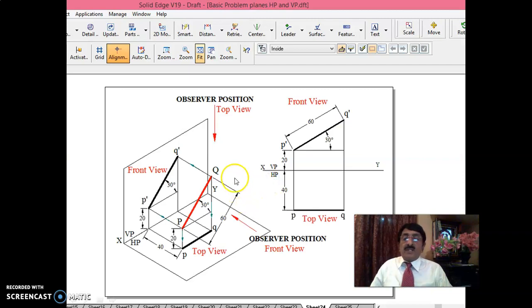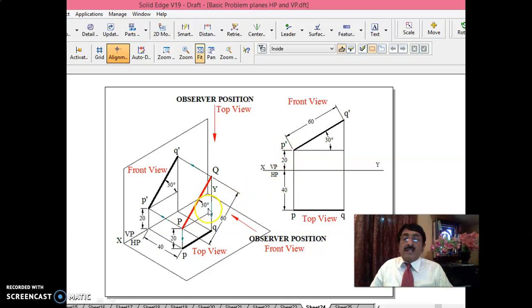Anyway, I'll tell you the basics. Here you see the line PQ, red color, at 30 degrees to HP. The corresponding front view was P dash Q dash, and the top view was PQ. But here I was fixing P, that is the fixed point was P, and the moving point was Q. P I never used to change. P was 40 mm in front of VP, 20 mm above HP.